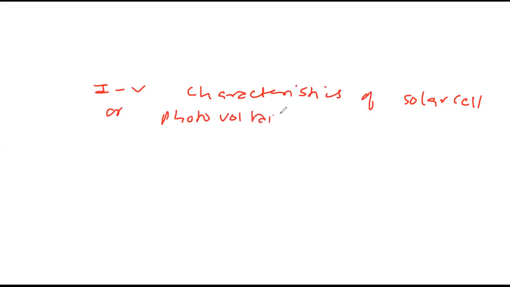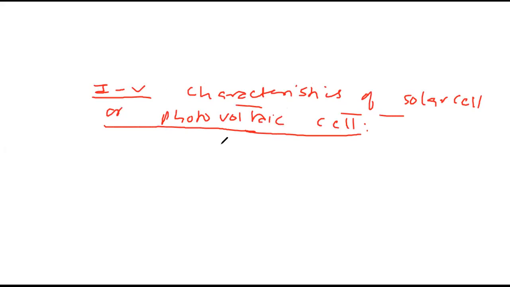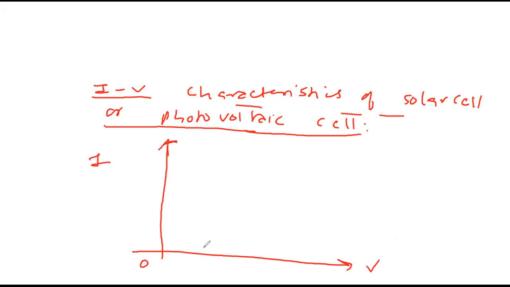Then write IV characteristics of solar cell or photovoltaic cell. Voltage 0, 5, 10, 15, 20 and so on, and this is current 1, 2, 3, 4, 5.